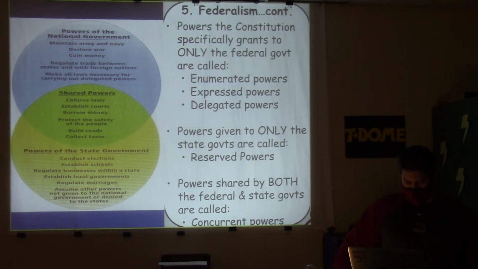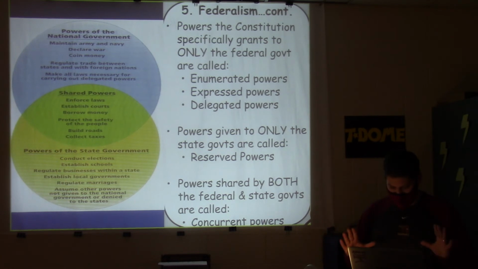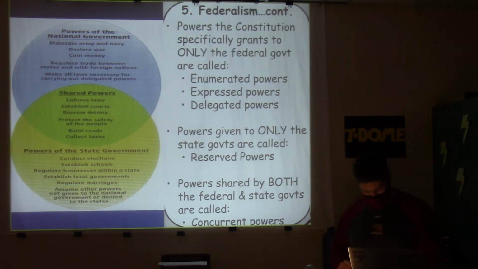Okay, so powers given only to the state are called reserved powers. And here's the exit ticket question. Powers shared by both the federal and state governments are called concurrent powers. So, shared powers: they enforce laws, they establish courts, they can borrow money, protect the safety of the people, build roads, and collect taxes. All of that is shared, and that is mentioned in the Constitution. So concurrent powers is the exit ticket.